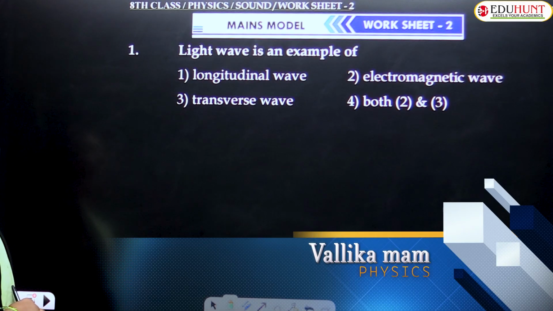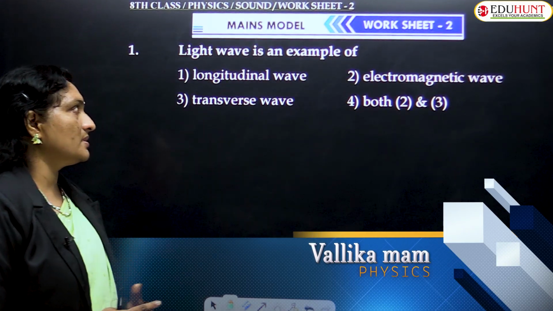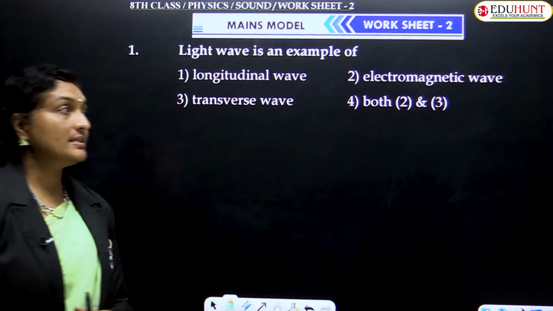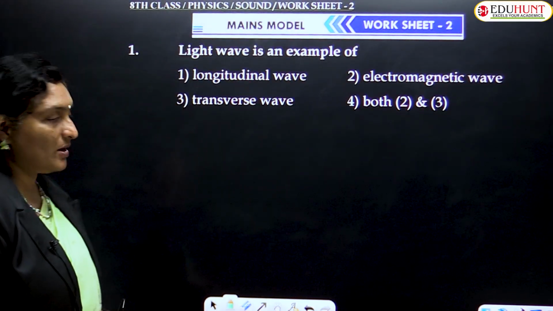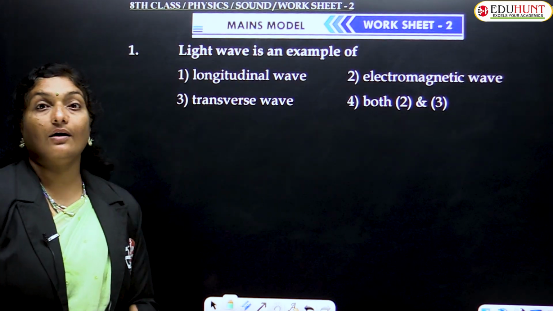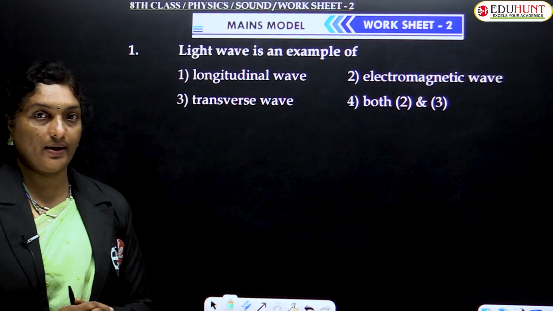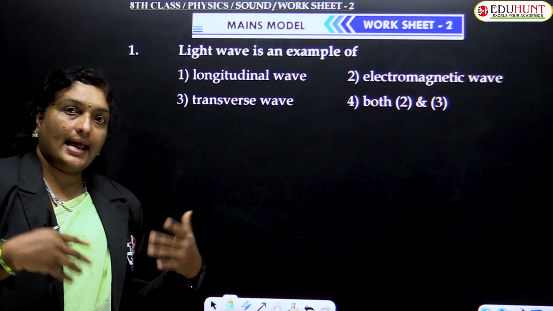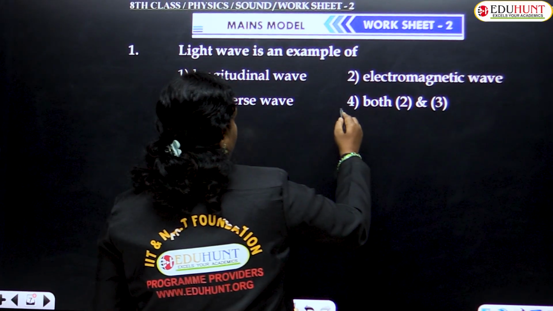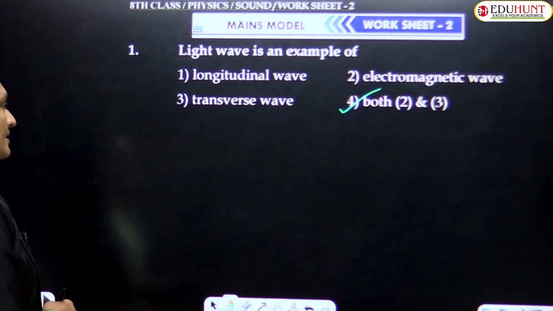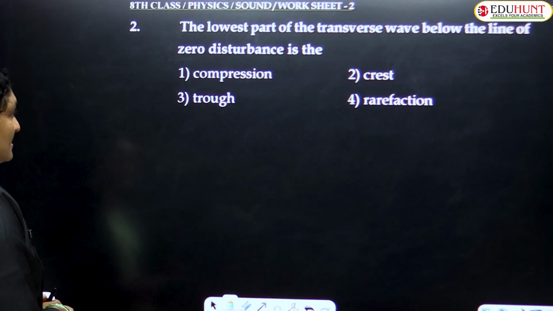Worksheet number 2. Light wave is an example of, so light wave is an example of what, children? Is it a longitudinal wave, transverse wave? It is an electromagnetic wave as well as a transverse wave, because I just now told you that all the radio waves, light waves come under the category of transverse wave. So, light wave is an electromagnetic wave and also a transverse wave. So, both 2 and 3 are true. Hence, light wave is an example of both 2 and 3, that is electromagnetic wave as well as transverse wave.